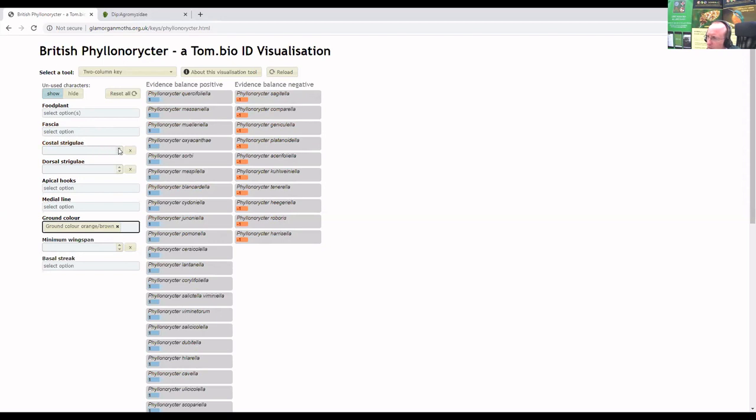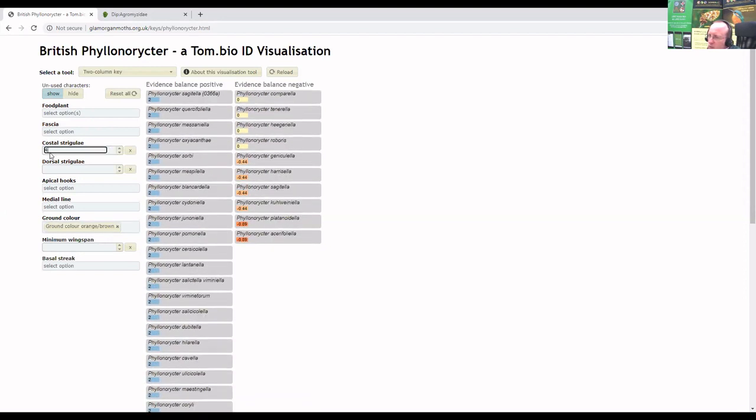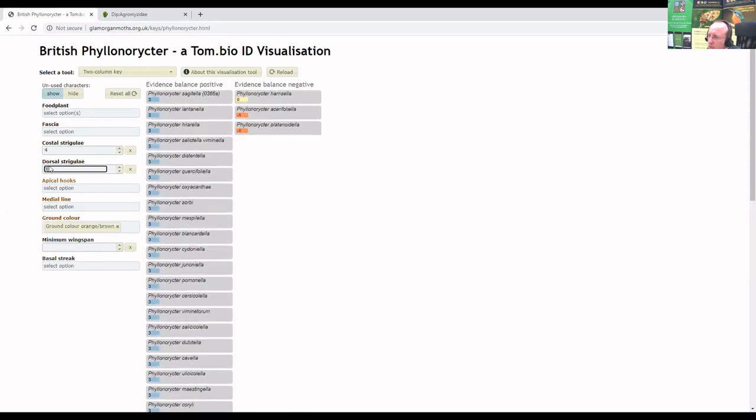Costal strigulae. If you count the number of little white marks along the costa, and you've got, say, 4 costal strigulae, and then along the dorsa you've got 3 dorsal strigulae, then the ones that match that have now got a score of 3. The ones that don't at all have got a lesser score. So anything that's got a score of 3 is still in your list of things that you could include as your species.